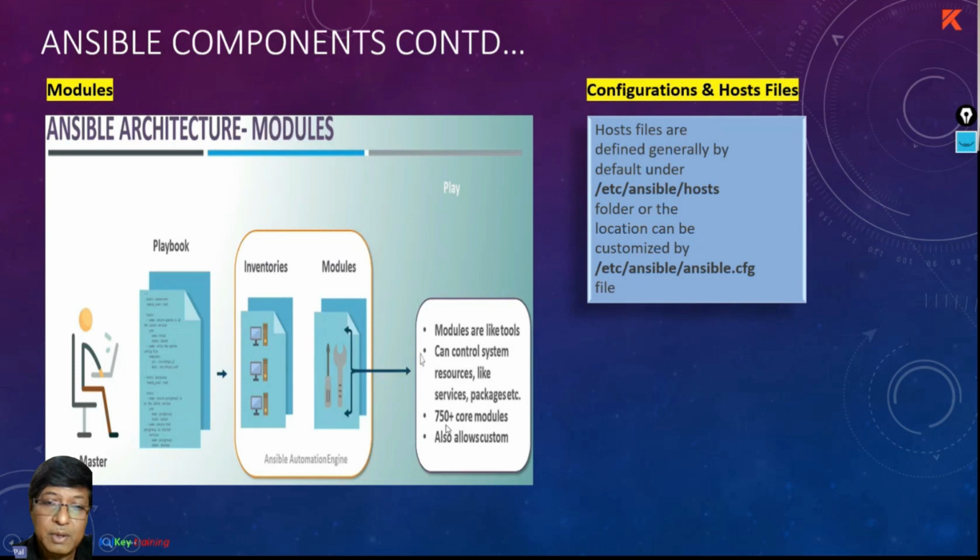Can you believe there are more than 750 core modules? So you can hardly think of anything that needs you to write your own custom module. It is only very, very rare that you need to write any custom module. And I can assure you, not even 750, if you know around 20 to 25 modules out of this 750, you are more than job ready.